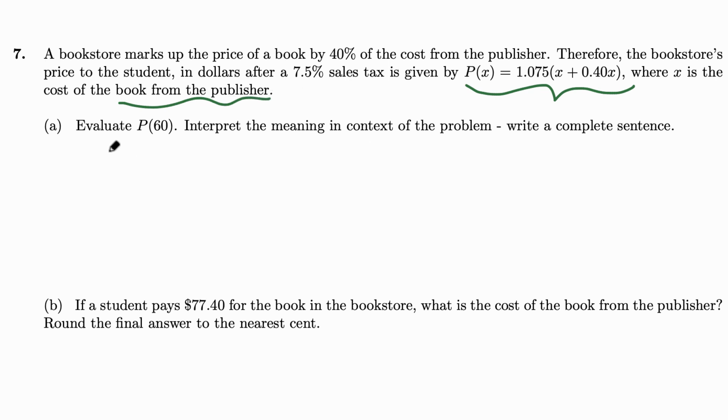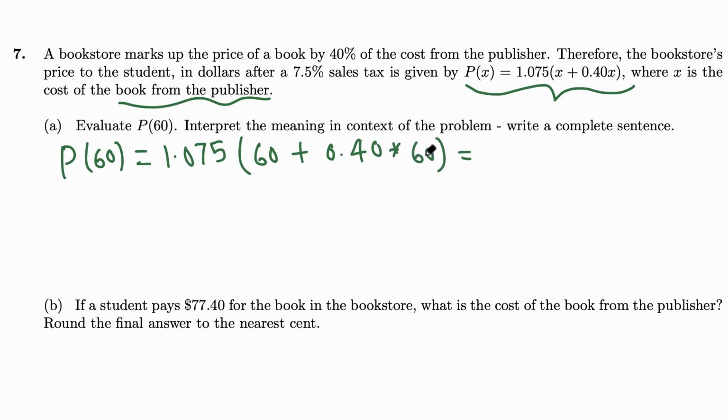In part A, we are asked to find P(60). So all that means is we need to plug in x equals 60 here. So P(60) equals 1.075 times (60 plus 0.40 times 60). Now use your calculator and find the value. So you multiply, add 60 and multiply by this. So that's dollars, obviously price, so 90.30.